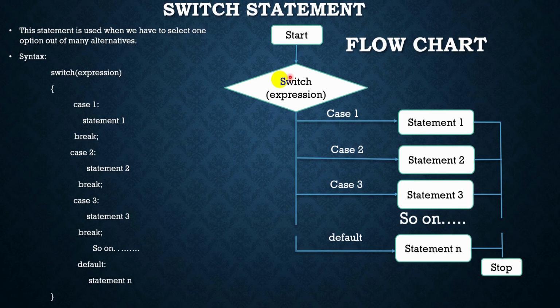The switch first of all checks the expression and moves to that case which is true. For example, if case 2 is true, then it does not execute case 1. It directly moves to that case which is true and executes the statement in it, that is statement 2. If none of these cases are true, then it moves to default and executes the statement which is written in default. So now we write the C++ program and understand how switch can run.